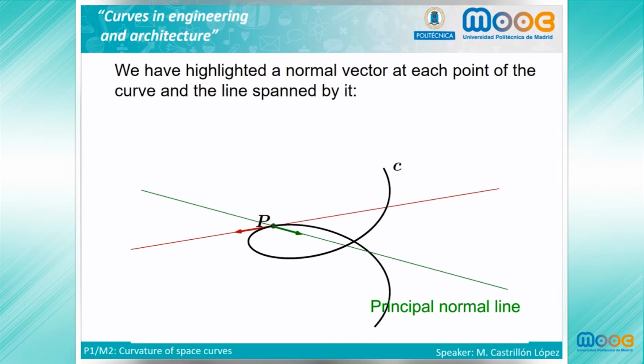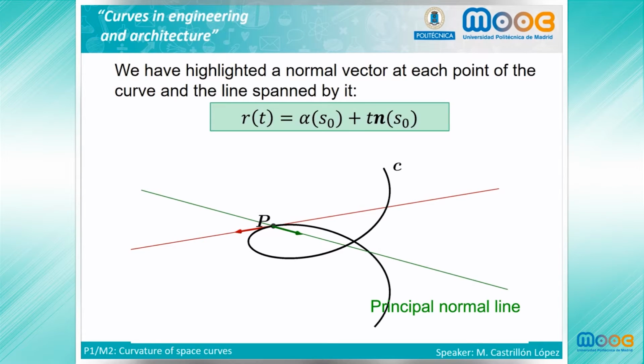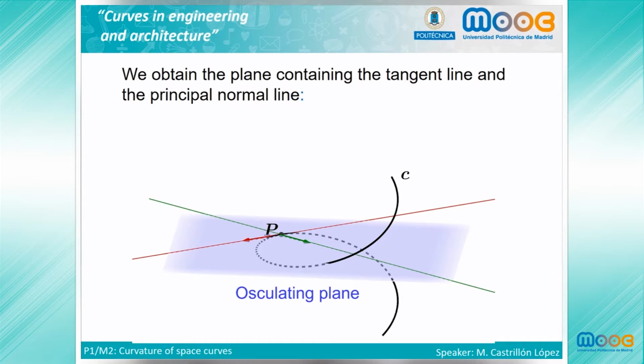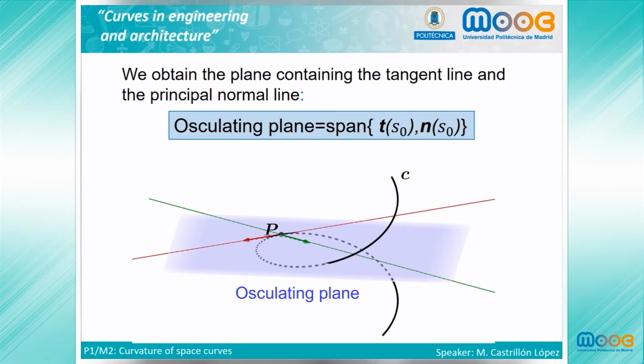Therefore, we have highlighted a normal vector at each point of the curve and the line called the principal normal line spanned by it. You can see the parameterization of this normal line on the screen as a point plus a parameter times a vector. We also have the plane containing the tangent line and the principal normal line at each point of the trace. This plane is called the osculating plane. It contains the direction to which the curve is heading, together with the direction to which the curve is turning. It is spanned by the tangent and the normal vectors.